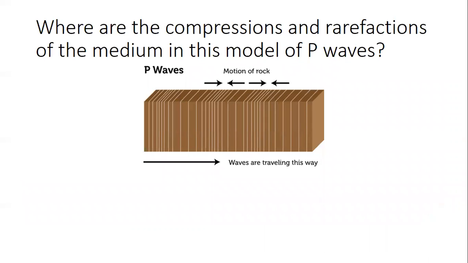So, where are the compressions and rarefactions of the medium in this model of P waves? The medium is rock. Pause the video if you need extra time to answer this question. You already know the answer? That's awesome. Let's go on then.